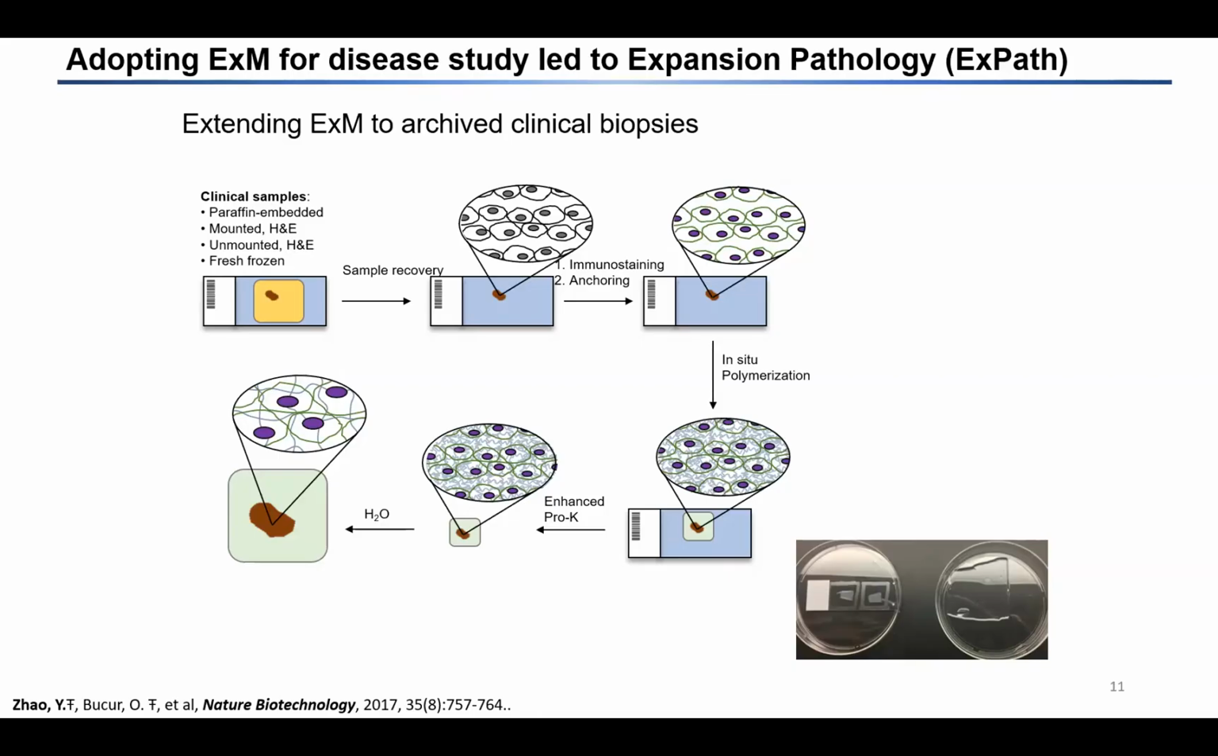For example, in this case, there's a human kidney sample on the slide, and this is the left side of the photo, and then you can see that after expansion, it looks like this, right? It's a transparent gel on the petri dish.